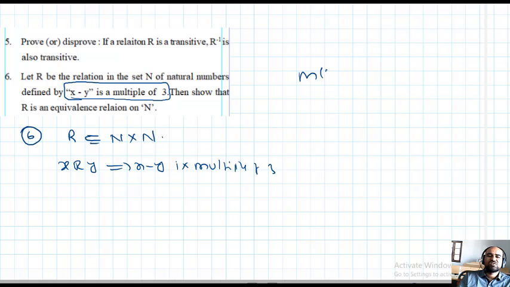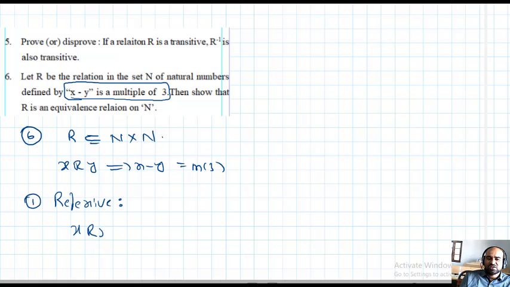I can write m of 3 instead of multiple of 3. Now you want to check whether this relation is equivalence or not. How to check? We need to check reflexive, symmetric and transitive, one by one. Reflexive. Difficult problem. What should we check? x related to x true or not. That's all. x related to x should be true, then you can say that it is reflexive.